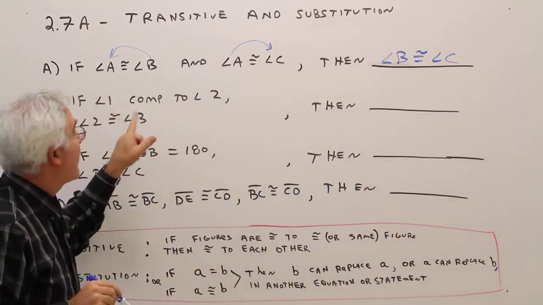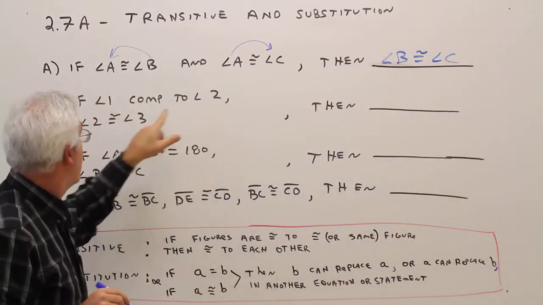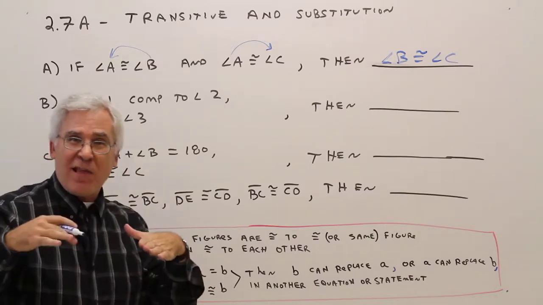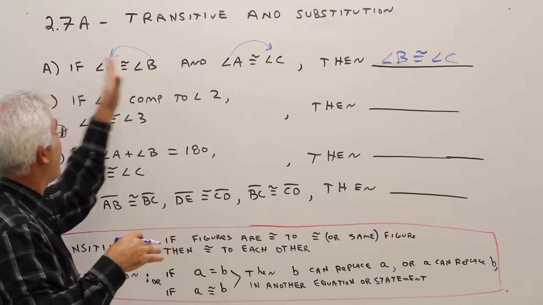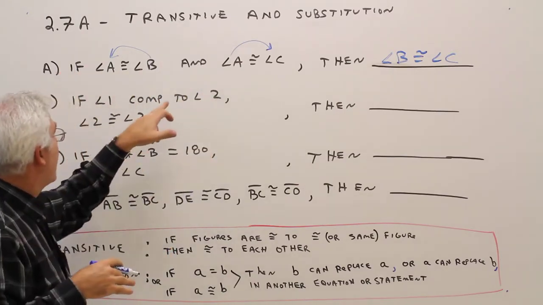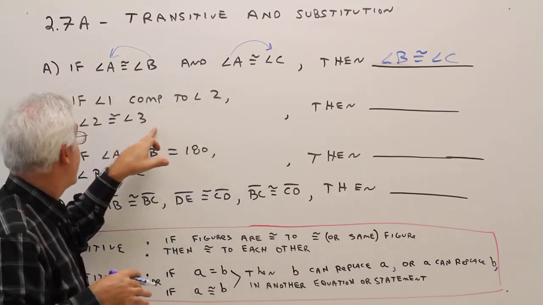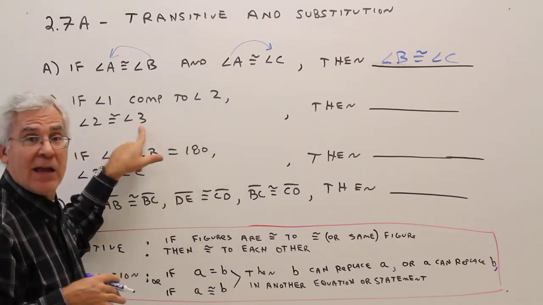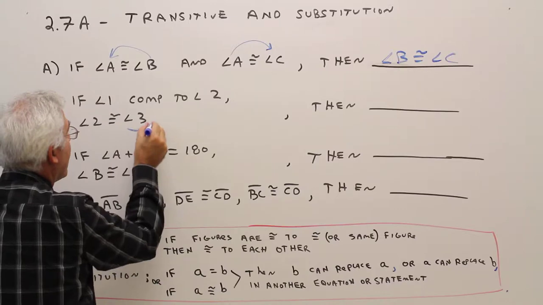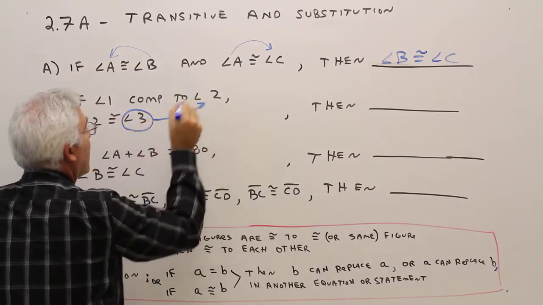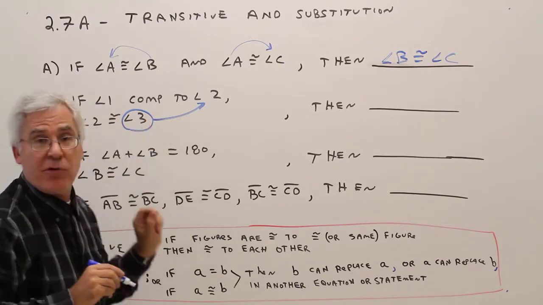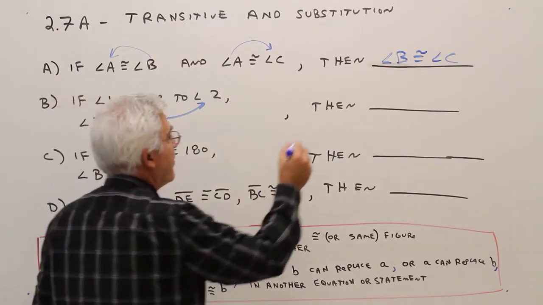Angle 1 is complementary to angle 2, and angle 2 is congruent to angle 3. So this is slightly different. This one had a string of congruences. This has a statement and a congruence. Oh, it looks like wherever I see an angle 2, I can replace it with angle 3. So now I can conclude angle 1 is complementary also to angle 3.